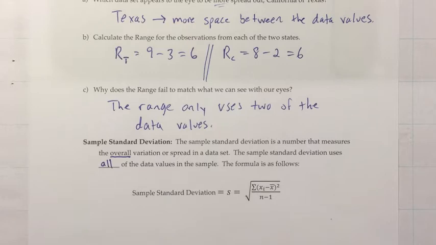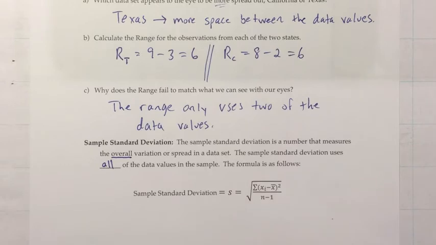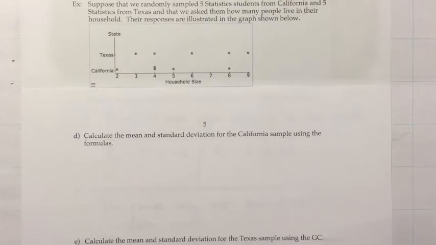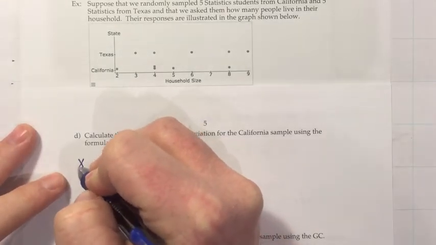We have an example on the next page, so we'll go ahead and look at that example and see that this isn't quite as bad as it might look at first. All right, so as we turn the page, they want us to calculate the mean and standard deviation for the California sample using the formulas. So the mean with the formula from 14.1 and the standard deviation with the formula that we just saw on the previous page. So I'm going to write those two formulas down.